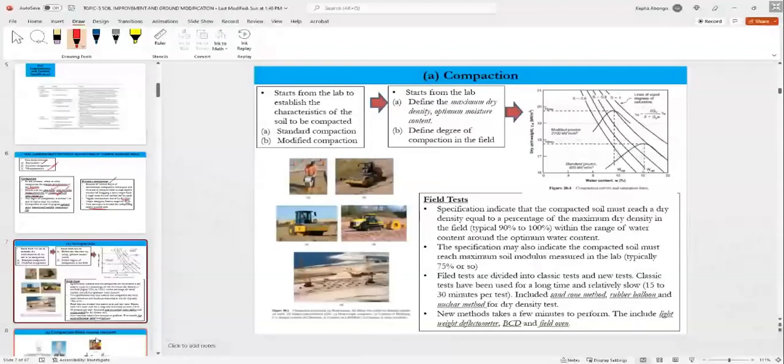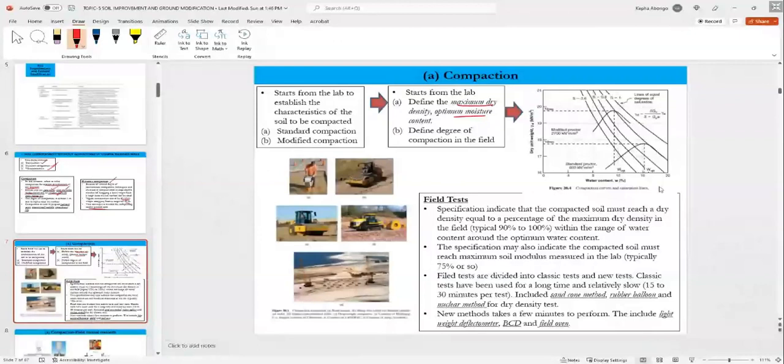Now, compaction starts from the lab. You did compaction in year 3, I think in soil mechanics year 3. In the lab, we test the soil either through standard compaction or modified compaction. When we do compaction, we try to define the maximum dry density and the optimum moisture content of the compaction curve, plus the zero air void line.